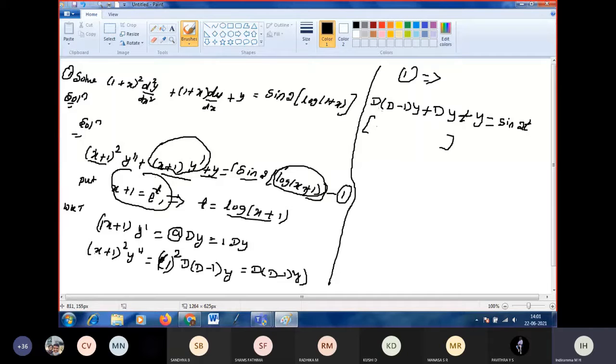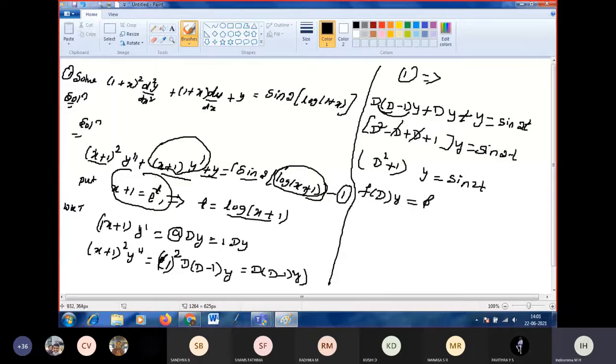Take y common, so D² − D + D + 1, correct? Minus D plus D cancelled. We got (D² + 1) y = sin 2t. It is of the form f(D) y = φ(t). It is a non-homogeneous differential equation.